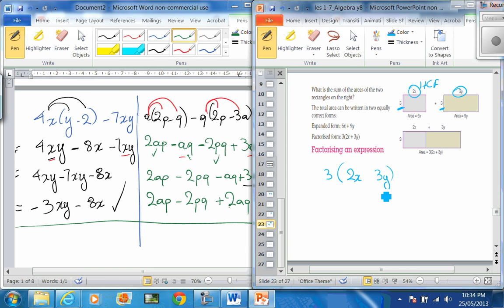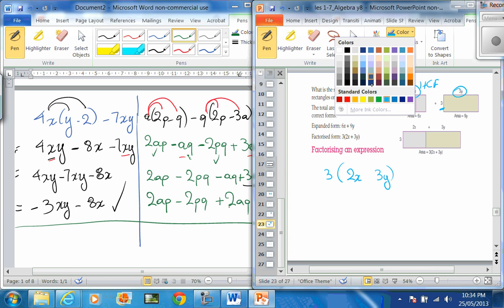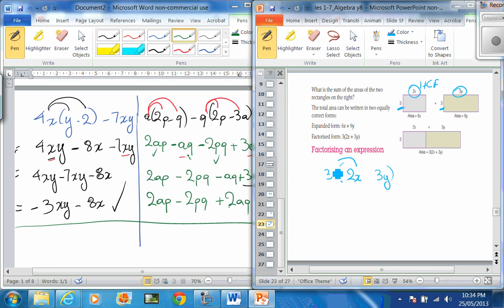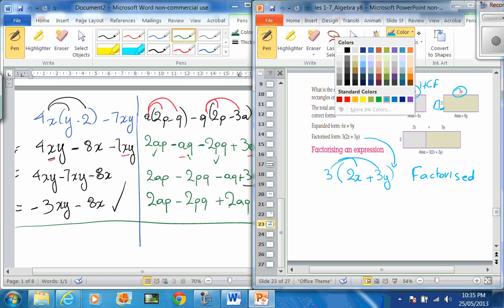3y. Close the brackets to show that this goes from here to there and from here to there. But what's in between? I want you to pay attention to this little plus. Right here I got plus. This is the factorized form. Okay? 3 brackets 2x plus 3y. What's the expanded form? It's factorized. What's the expanded form? I have to do my multiplications. Let's do the expanded form.